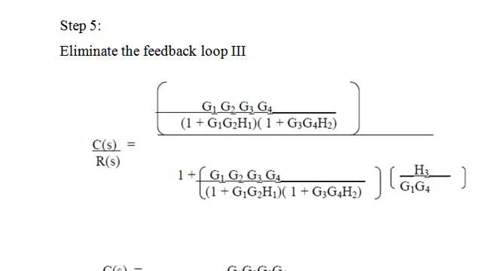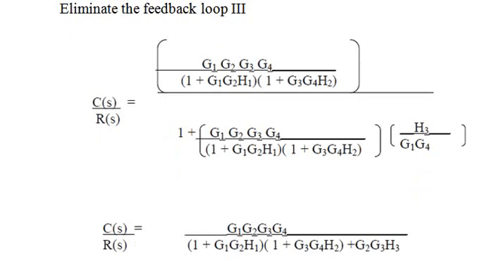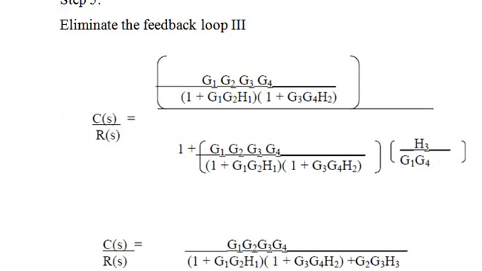In that way we get C(s) by R(s) as G1 G2 G3 G4 by 1 plus G1 G2 H1 into 1 plus G3 G4 H2, whole by 1 plus G1 G2 G3 G4 by 1 plus G1 G2 H1 into 1 plus G3 G4 H2 with the multiplication of H3 by G1 G4. By solving this entire equation, we have C(s) by R(s) as G1 G2 G3 G4 whole by 1 plus G1 G2 H1 into 1 plus G3 G4 H2 plus G2 G3 H3. So these are the required block diagram reduction rules to solve a complex block diagram into a simpler one, following specific block diagram algebra.